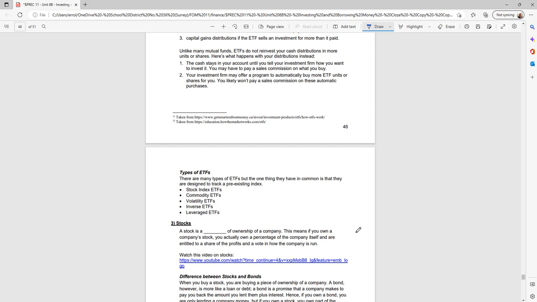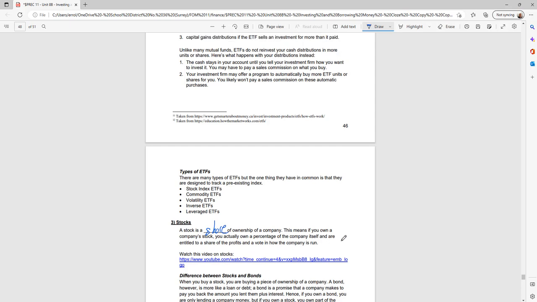Here's the one that most people are interested in, stocks. A stock is an actual share of ownership of a company. This means that if you own company stock, you actually own a percentage of the company itself and are entitled to a share of the profits and a vote in how the company is run.